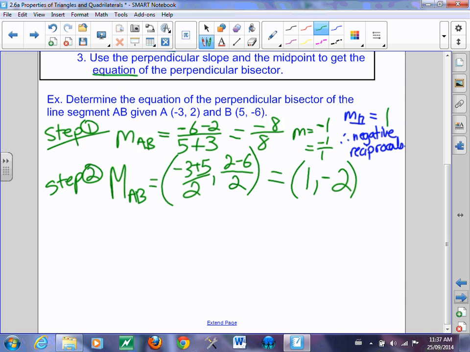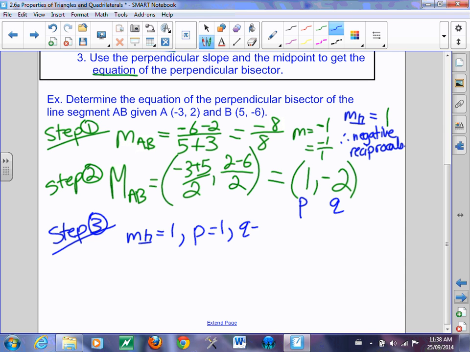All right, I don't need the middle step of simplification, guys, because you've already been tested on that in the previous lesson, okay? All right, so we found that. Now step 3, we need to find the equation. So what we need to do is to sub in, first of all, m perpendicular. So m perpendicular equals 1. And the ordered pair is the actual midpoint, so we're going to let the x be p and the y be q. So we're going to say p equals 1 and q equals negative 2.